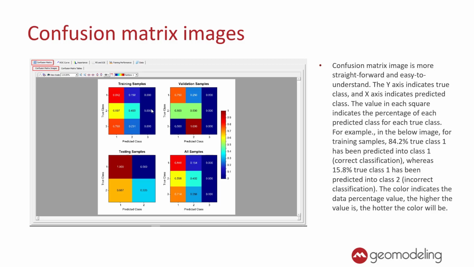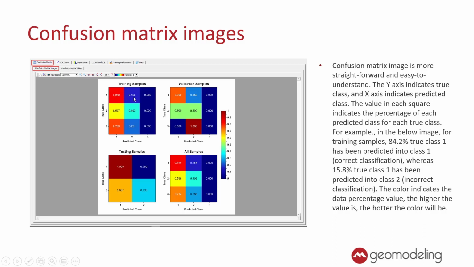The confusion matrix image is more straightforward and easy to understand. The y-axis indicates true class, and the x-axis indicates predicted class. The value in each square indicates the percentage of each predicted class for each true class. For example, in this image, for training samples, 84.2% of true class 1 has been predicted to class 1. This is the correct classification.